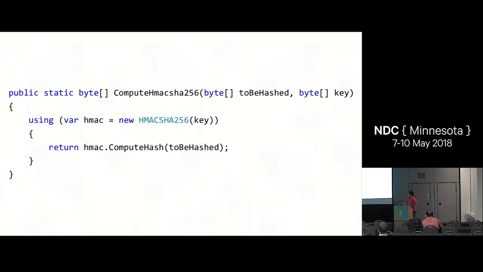So doing HMACs is very straightforward. Again, this is how you do it in .NET. There's a class called HMACSHA256. You pass in a byte array of your key. Then you just call ComputeHash, passing in a byte array of what you want hashed, and it just returns the result.